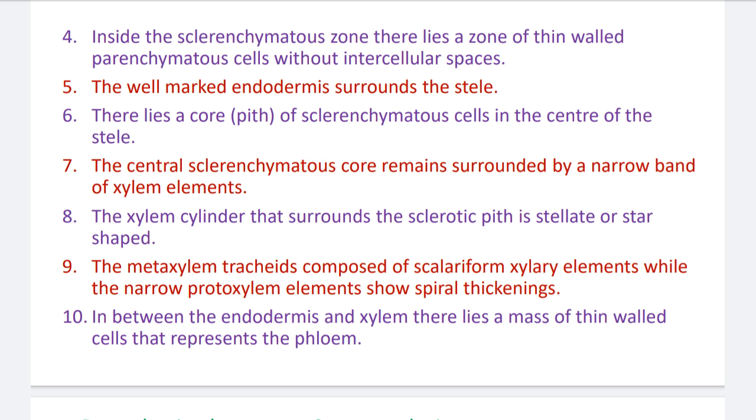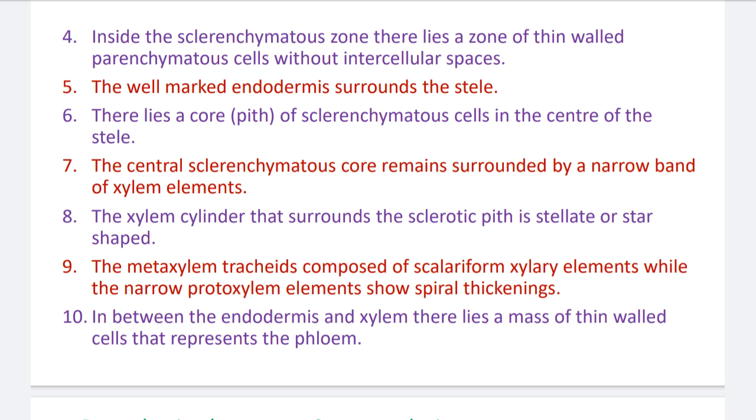So these are the elements of the xylem, and metaxylem tracheids are there. And the protoxylem, you can separate metaxylem and protoxylem. Larger cavity xylem cells are metaxylem; smaller cavity cells of the xylem are the protoxylem.